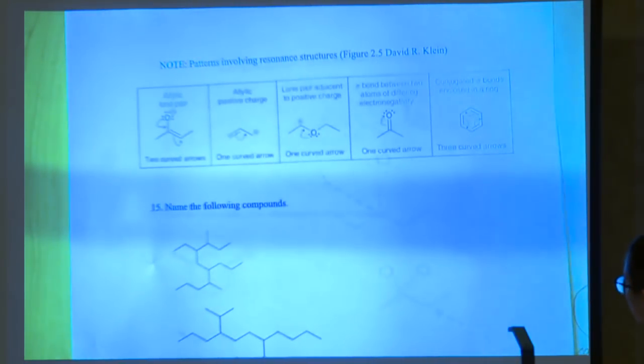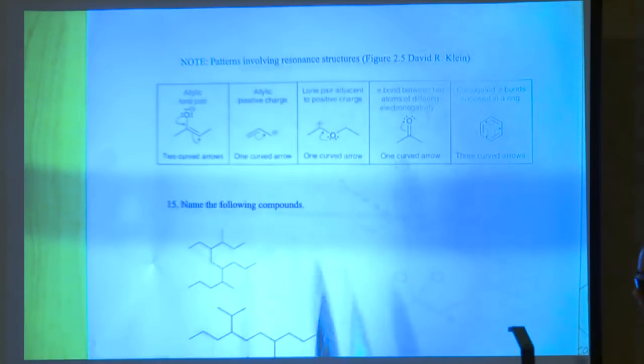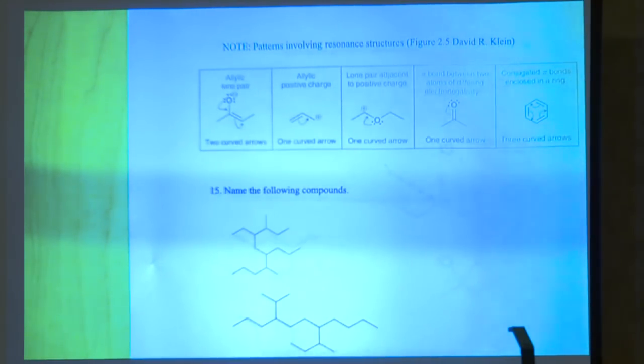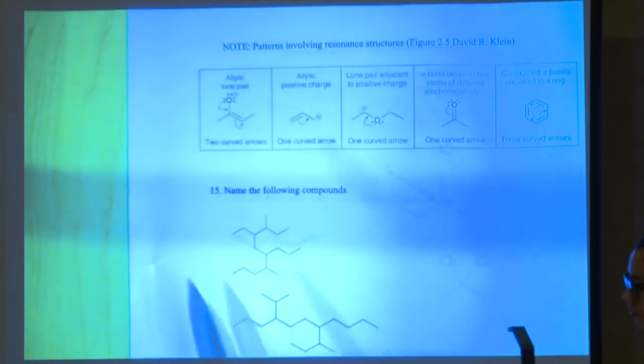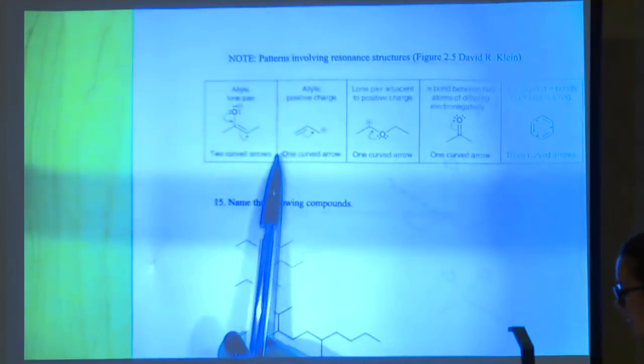So this is just a handy thing that I found. This is from the Klein textbook, but it gives you a real quick overview of how resonance structure patterns work. So what's an allylic lone pair? Okay, good. It'll be adjacent to a carbon that's participating in double bonding, right? So that'll be allylic. If we have an allylic lone pair, that's when you'll have the two curved arrows.